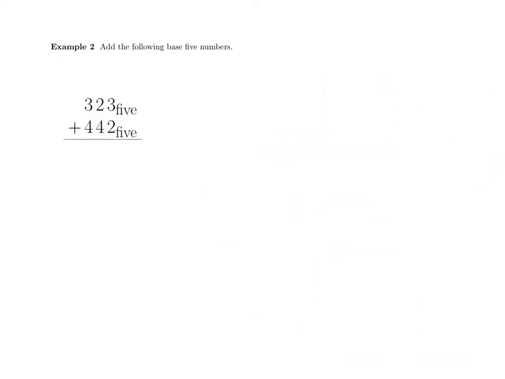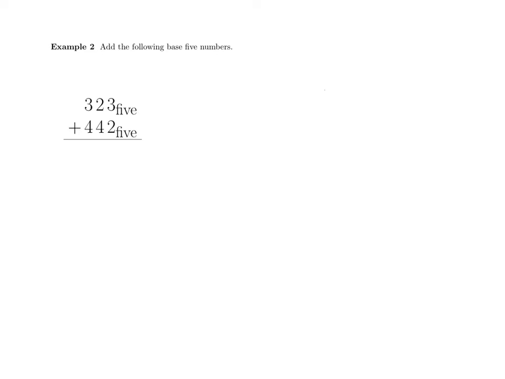So in example 2, I'd like to add these base 5 numbers. So 3, 2, 3 base 5 and 4, 4, 2 base 5. Now remember, in base 5, we are only allowed to use 0, 1, 2, 3, and 4. Here's the 1's place, here's the 5's place, and here's the 25's place. We start by adding the 1's, then the 5's, then the 25's, and we write their corresponding digits down here.